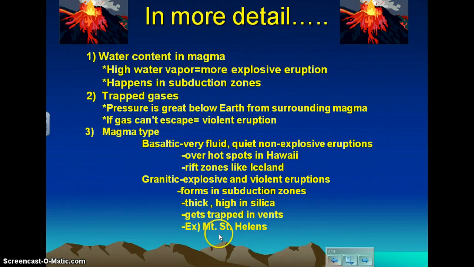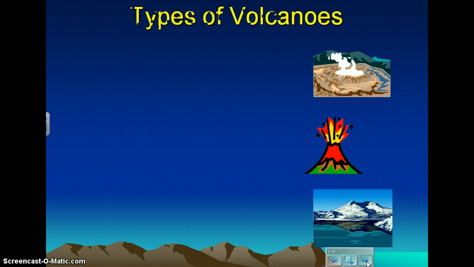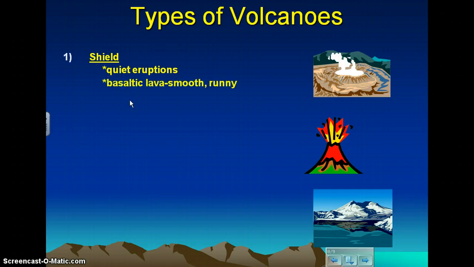An example of a place where that happens would be Mount St. Helens in Washington. There are three main types of eruptions or volcanoes. One is called shield. A shield eruption will be quiet and it has that smoother, runny kind of lava. It has flat layers, and examples of that type of volcano are found in Hawaii and the Mid-Atlantic Ridge.